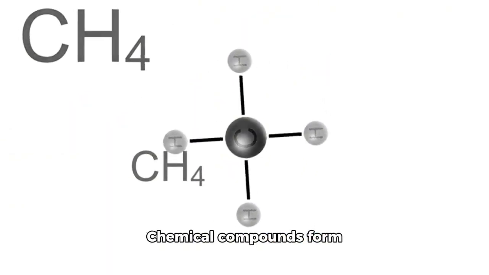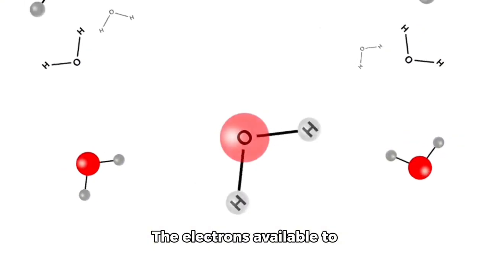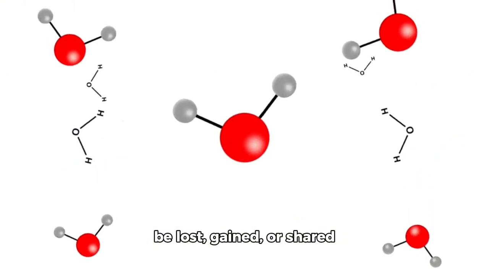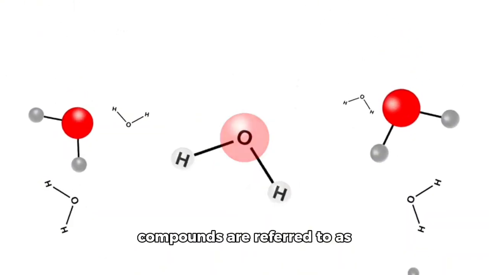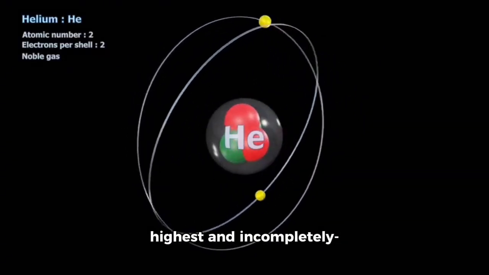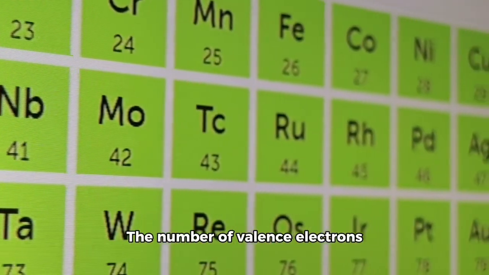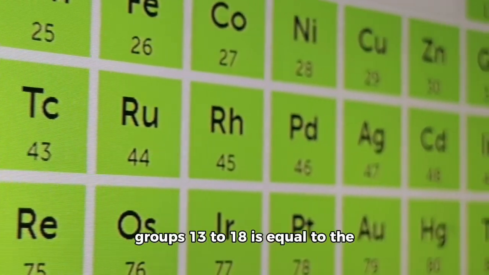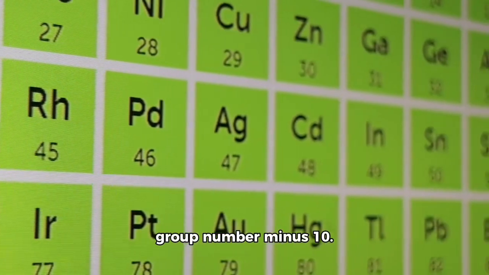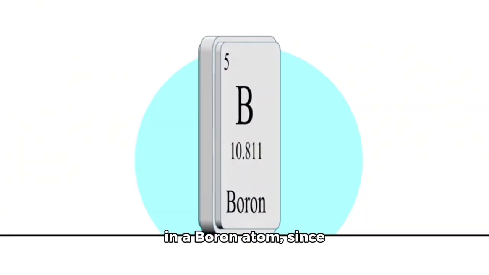Chemical compounds form because electrons are lost, shared, or gained. The electrons available to be lost, gained, or shared in the formation of chemical compounds are referred to as valence electrons. These electrons occupy the highest and incompletely filled main energy levels. The number of valence electrons in an atom of an element in groups 13 to 18 is equal to the group number minus 10. For example, there are 3 valence electrons in a boron atom.